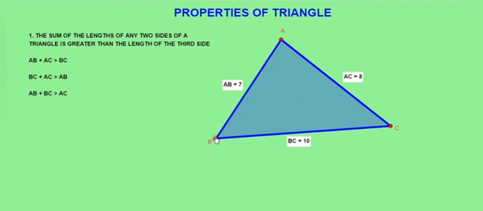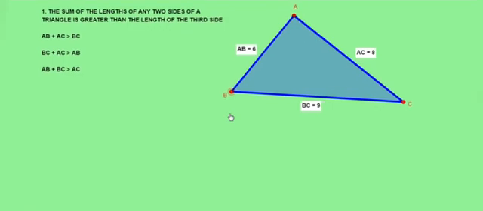Okay. Then next take another one. Look at here. AB. AB is 6 plus BC. BC is 9. What is 6 plus 9? 15. 15 is greater than 8. So this is our first property.